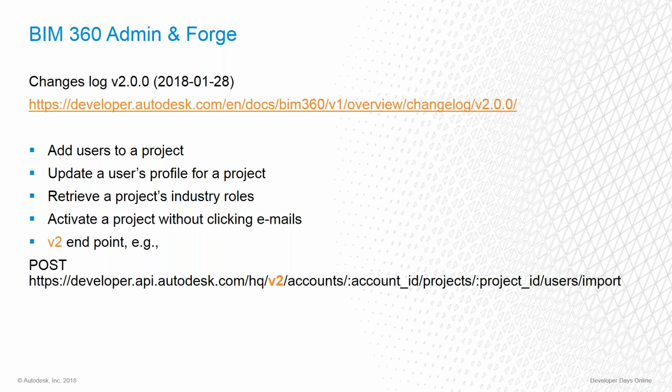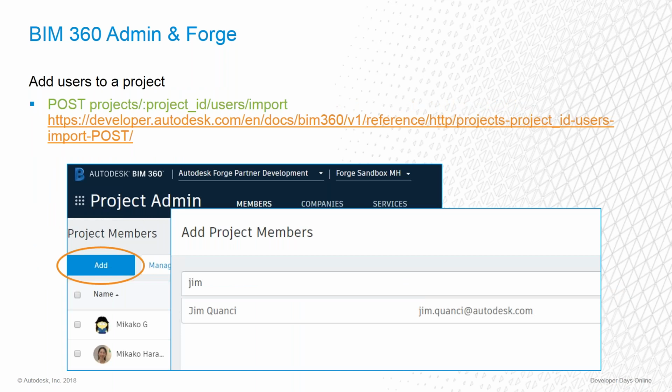Since this is version 2, you have to change the version number too. For instance, if you are using the API that was released so far as V1, now you have to switch to V2. Adding a user to a project means that what you do in the project admin, you can now do in the API.